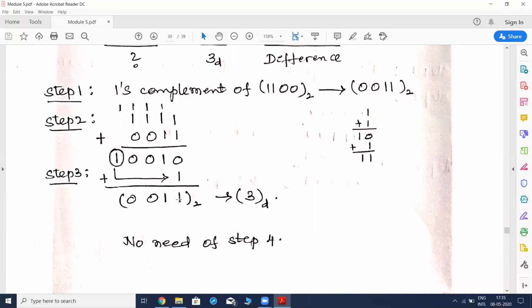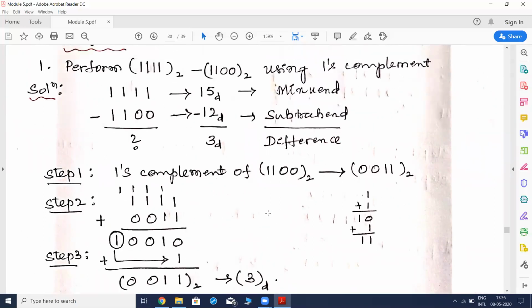So 0 1, sum is 1, carry is 0. So you are getting 1 over here, and here only 1 is present, so that one 0 0. So you have got 0 0 1 1. What is 0 0 1 1? It is nothing but 3 decimal. Hope you have understood how to perform.